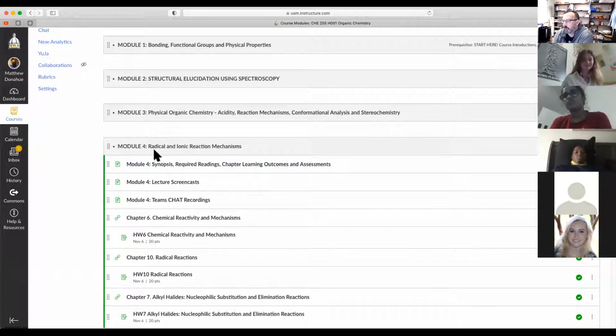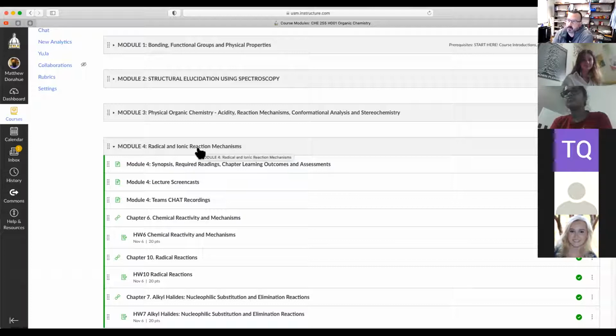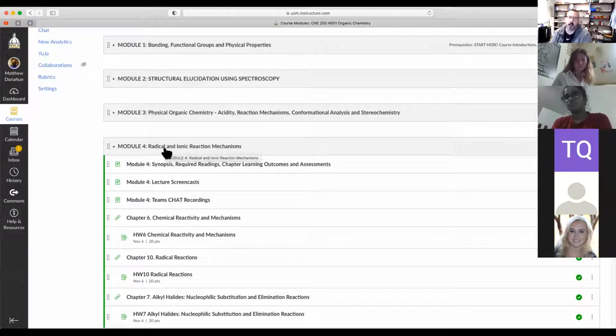Module 4 is on radical and ionic reaction mechanisms. We're getting down to the nitty gritty of organic chemistry where we start learning reactions. We've learned a lot about what functional groups are and what physical properties they impart on matter. Now we're going to learn how you transform one functional group into another, and those are the reactions. They happen two ways, either through a radical mechanism or an ionic mechanism. Ionic basically means that two electrons are moving and forming the bond. Radical means one electron is moving.